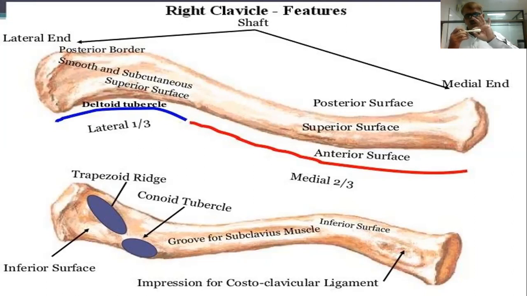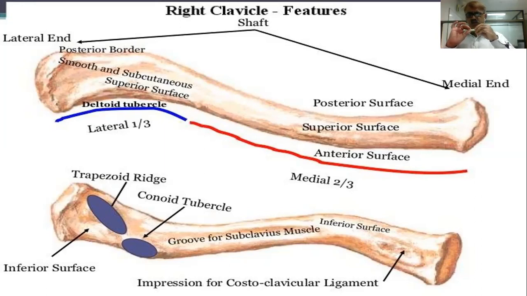And then when this bone goes laterally, it becomes more circular. At the junction of the medial 2/3 and lateral 1/3, you can see this red line is the medial 2/3 and the blue line is the lateral 1/3. At this junction, it changes its texture. Now we see here that at the junction of the medial 2/3 and lateral 1/3, the bone on the lateral 1/3 is flat.